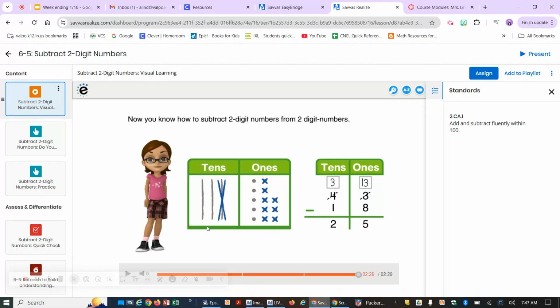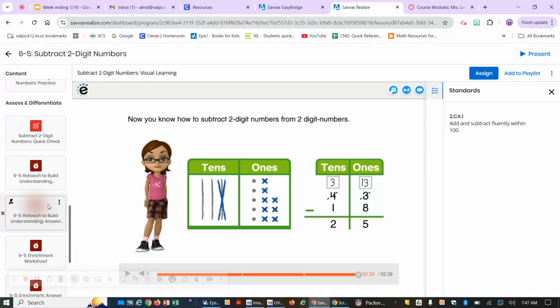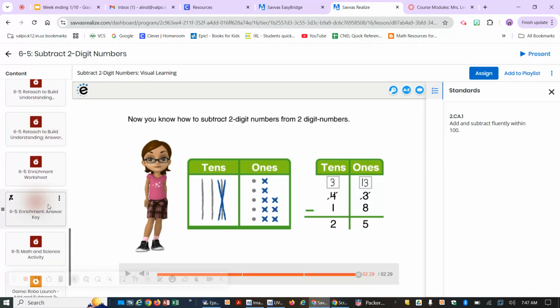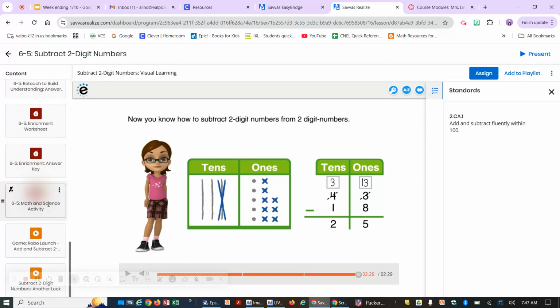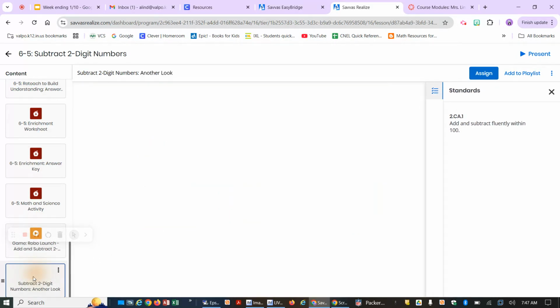Okay, this video gave us some extra information, but at the end of the day, what we know is that we are using that same strategy we've been using all week last week and now into this week to regroup and subtract. Let's take another look and then we will go on to our math book.